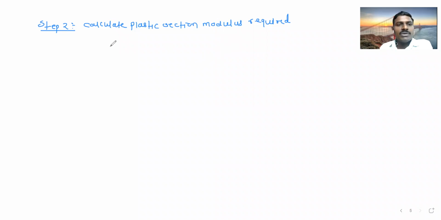So how can we calculate it? Plastic section modulus is nothing but what? Which notation have we given to this plastic section modulus? Who will tell me? In the last chapter we gave the notation for plastic section modulus.